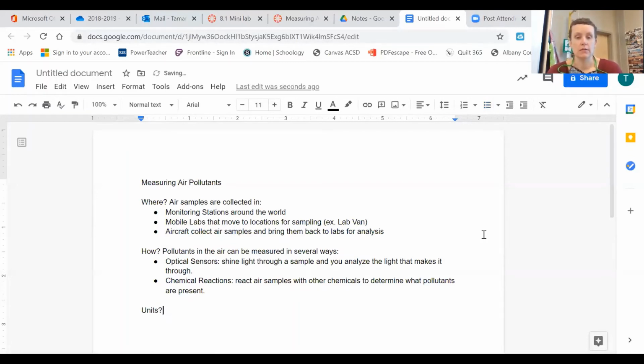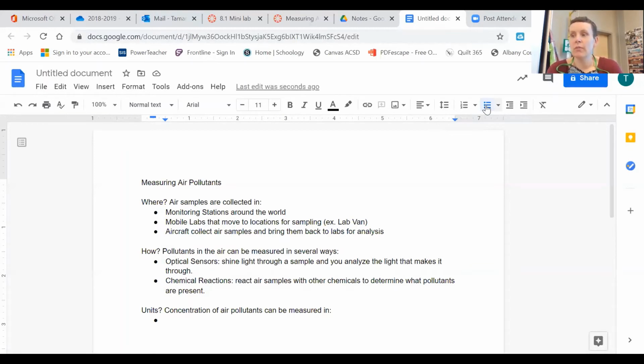Units. Okay, we always have units when we make measurements. So if we're measuring air pollutants, what units are we going to be using? Okay, well, concentration of air pollutants can be measured in several units. It depends on how concentrated it is. Okay, the more concentrated it is, the bigger the unit we'll be using.